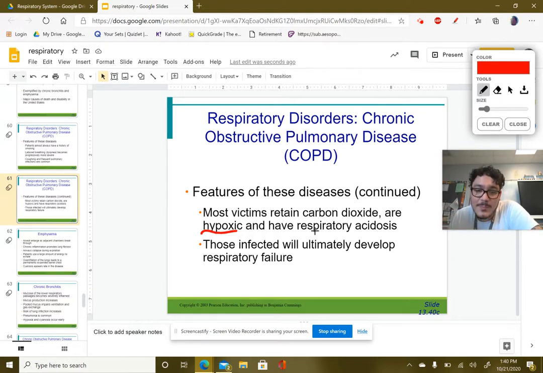That can cause respiratory acidosis. What is respiratory acidosis? It's when your blood becomes acidic because of too much carbon dioxide. That's not good. That messes with your homeostasis, which is obviously a serious issue. Finally, those infected with COPD ultimately develop respiratory failure. It depends on when you've been diagnosed, but at the end of the day, it's going to cause lung failure. And anytime you hear failure next to the word of an organ, lung failure, heart failure, kidney failure, that means the organ literally has stopped working.